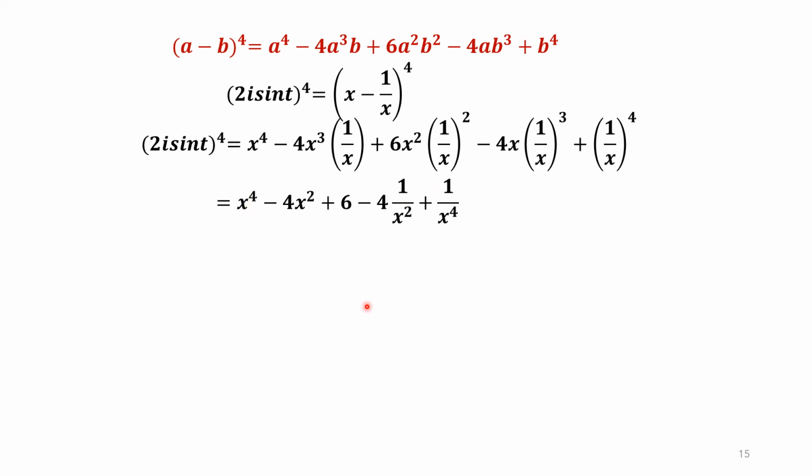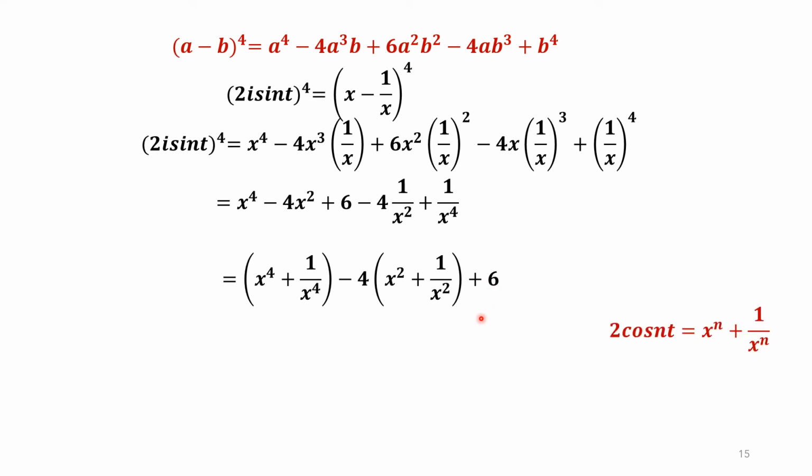So x raised to 4 plus 1 upon x raised to 4, the like powers, whatever you have, you can combine that. Now here we have minus 4x square minus 4. So I can take minus 4 common, x square plus 1 by x square, and then we have here 6. Now we have seen that when we calculate x raised to n plus 1 upon x raised to n, we get 2 cos nt.